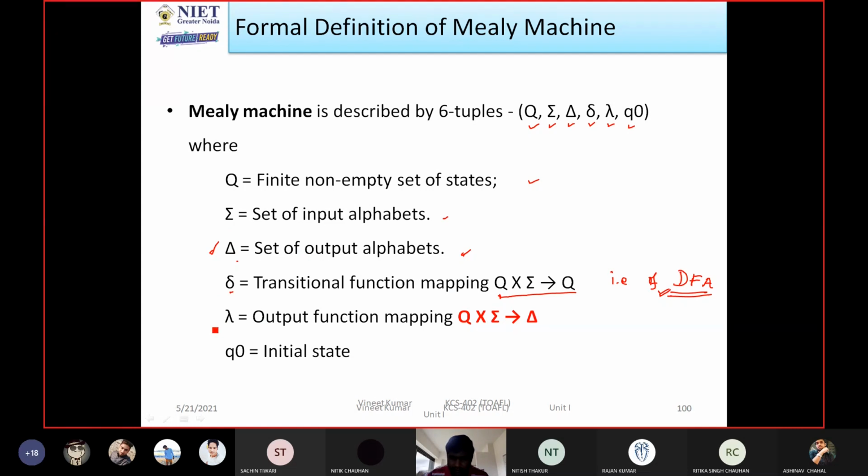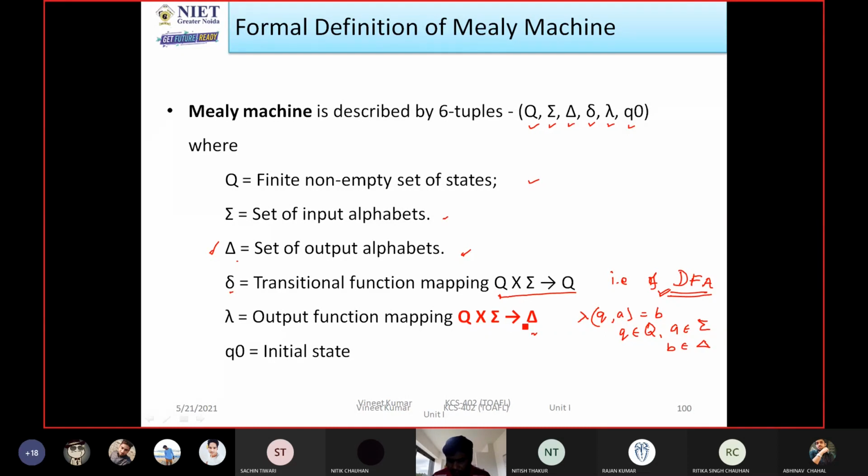And here the output function, that is denoted by lambda, is defined as Q cross sigma to triangle delta. That means if we say lambda of Q of A is equivalent to B, what is the meaning in that? Q belongs to capital Q, A belongs to sigma and B belongs to triangle delta.